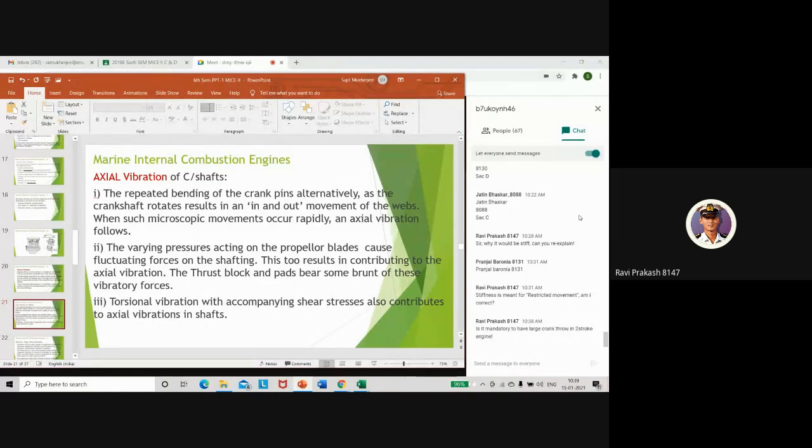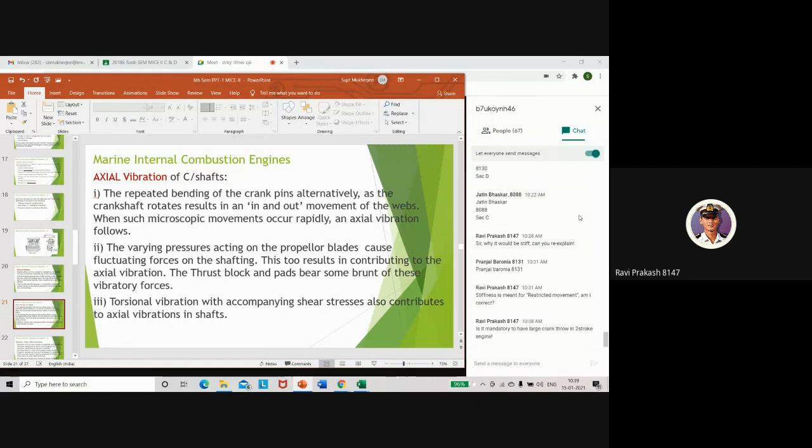That is why we have torsional vibration dampers much more on two-stroke engines than on four-stroke engines. On four-stroke engines, I have not seen any torsional vibration damper. But on two-stroke engines, you must have one, because that damping is very necessary. We will come to torsional vibrations again.